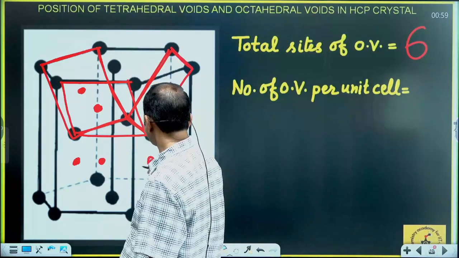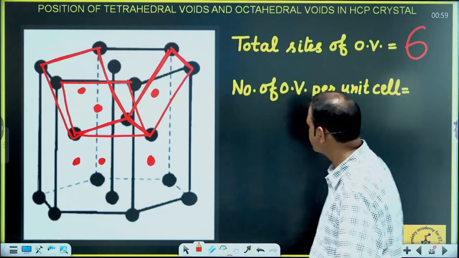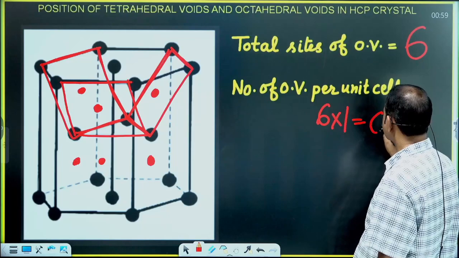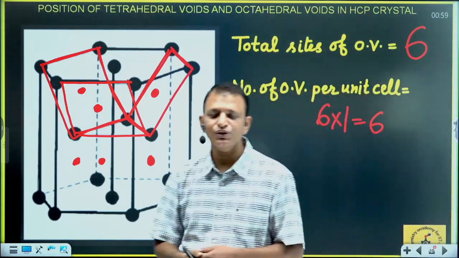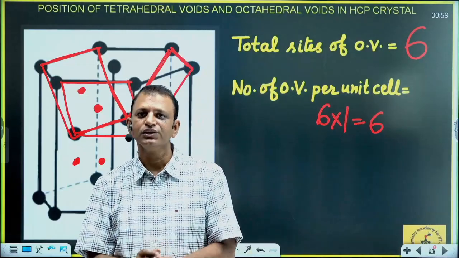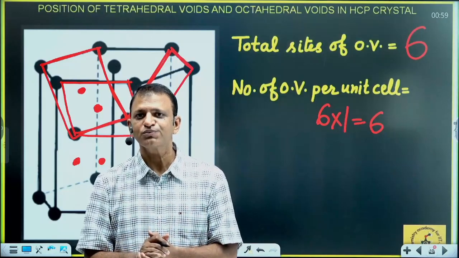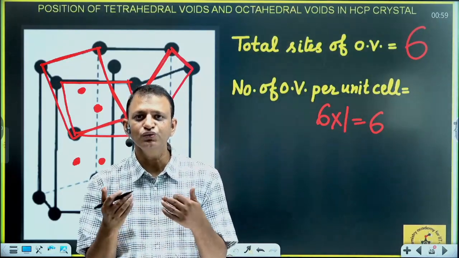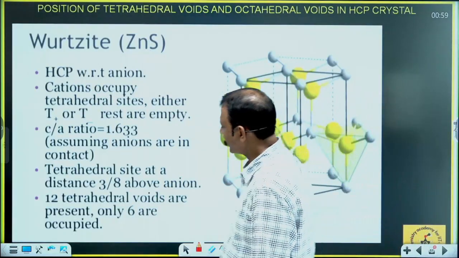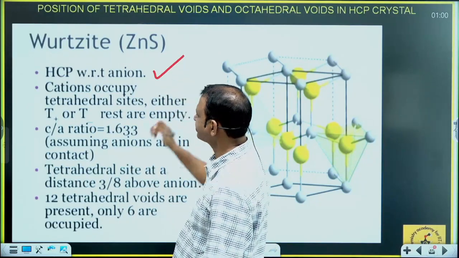So there are 6 and each are inside the hexagonal prism, so their contribution is 1. So 6 into 1, the number of octahedral voids per unit cell is equal to 6. So the number of atoms and the number of octahedral voids are equal. So we can say that there is 1 octahedral void per atom in hexagonal close packed crystal and there are 2 tetrahedral voids per atom. This is the structure of wurtzite. So wurtzite is HCP with respect to anion, right?